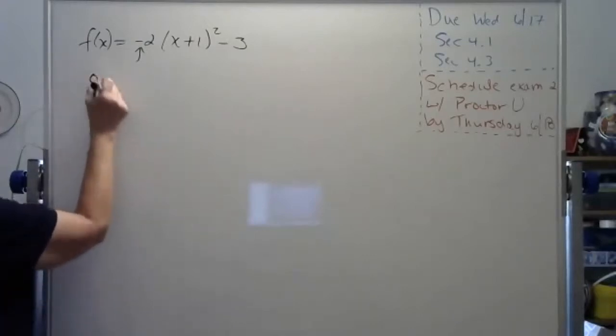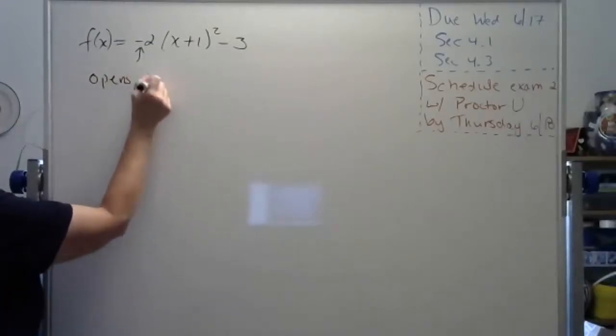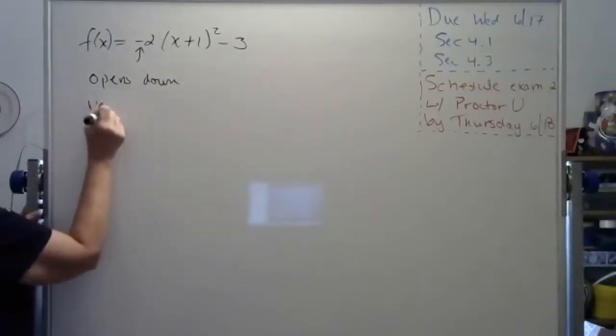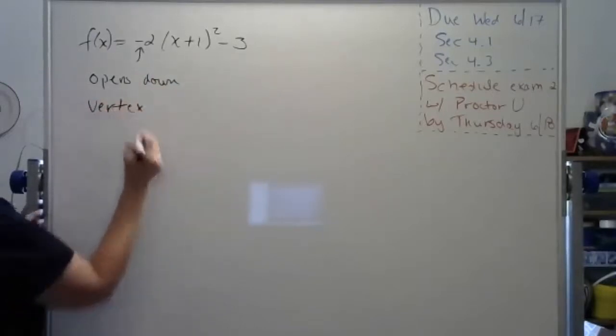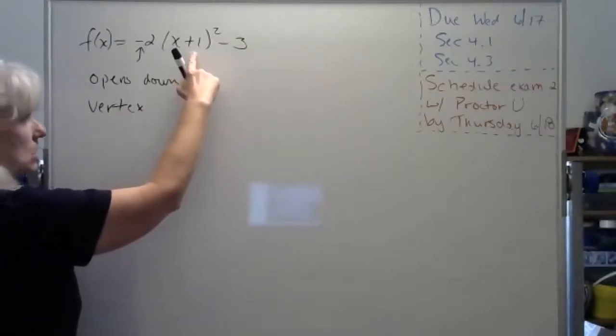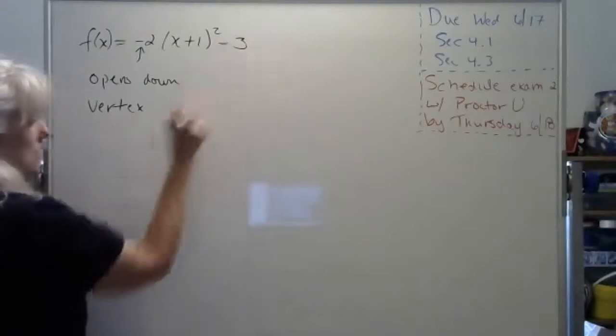Down. Good. So we know it opens down. Let's go find the vertex. Okay, so the vertex is coming from the information that's on the inside of the square and what's being added or subtracted at the end of the square.